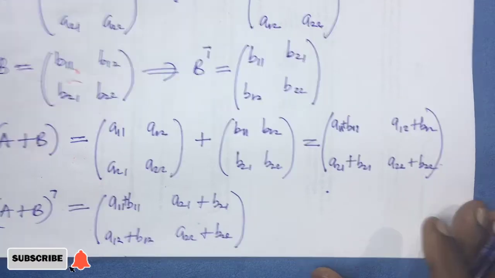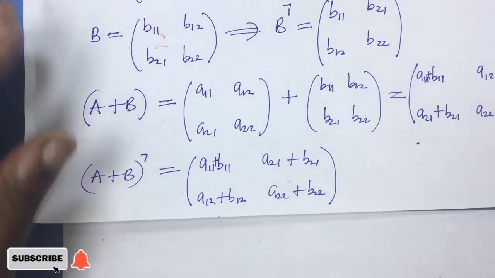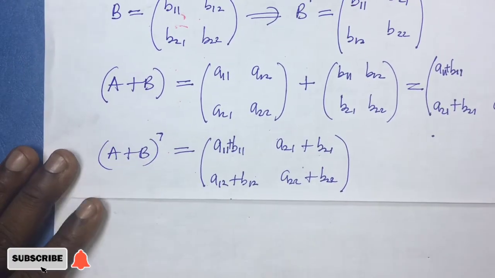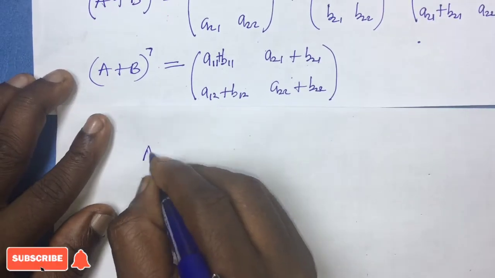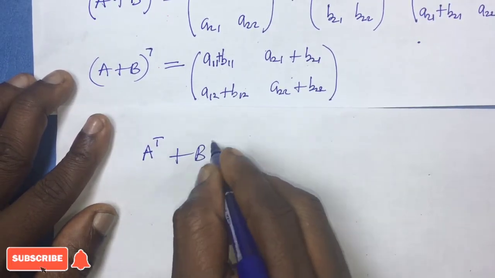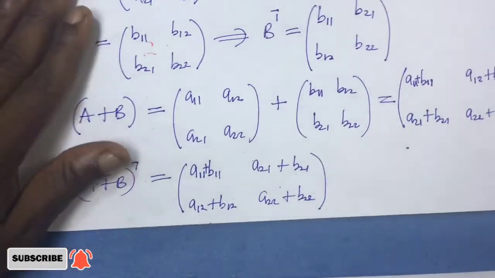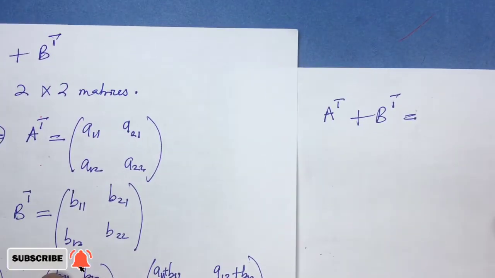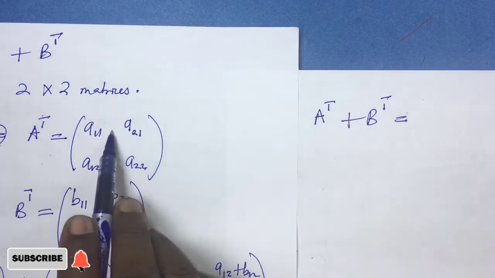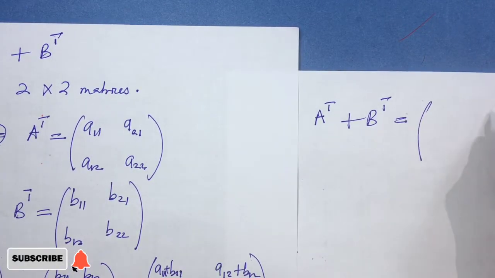Now we are going to compare that result with adding A transpose to B transpose. Let's see. So A transpose plus B transpose will give us, what did we have for A transpose? We had A transpose to be this. So I'm going to put A transpose here.